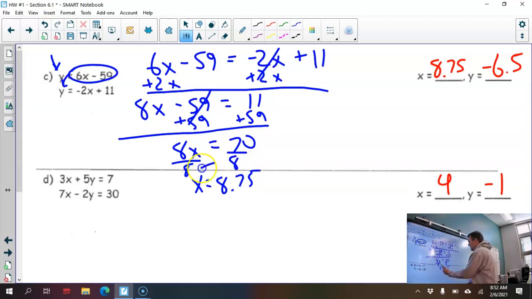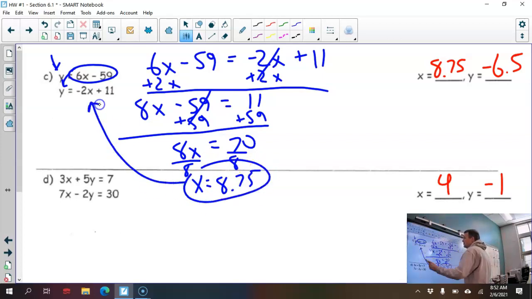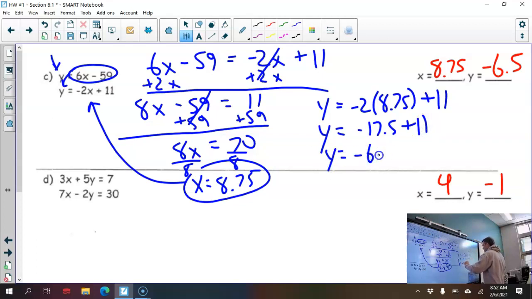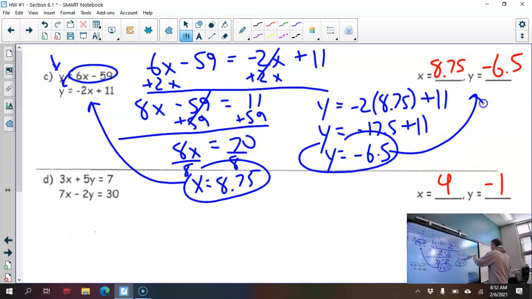And so I would probably take that and put it back into the bottom equation. So I would have y equals -2 times 8.75 plus 11. And I would solve that and get, let's see, -17.5 plus 11. And that would be -6.5. Boom. Letter D.